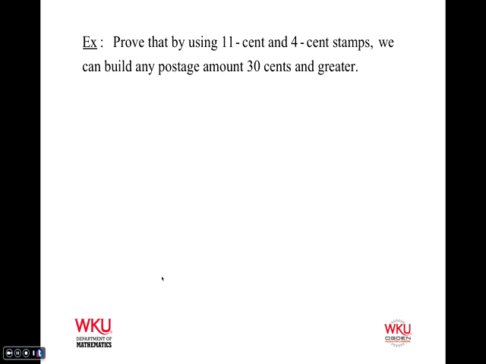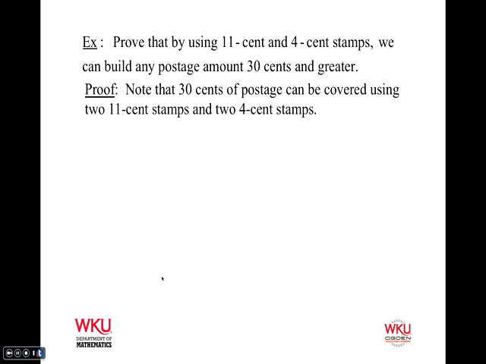31 cents, 32 cents, and then 33 cents. So our M in this case is 3, 3 additional. Once I have 33, 34 is no big deal. Go back to 30 and add a 4-cent stamp. Right? 32, go back to 30. Wait, I didn't do that. 34. 35, go back to 31 and add a 4-cent stamp, and so on and so on.